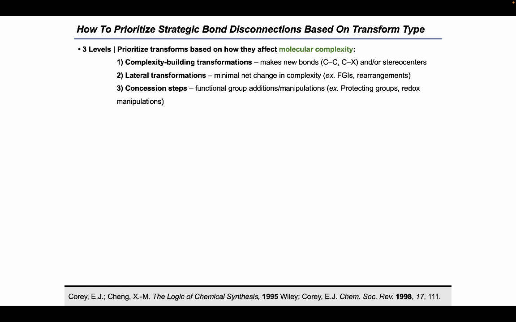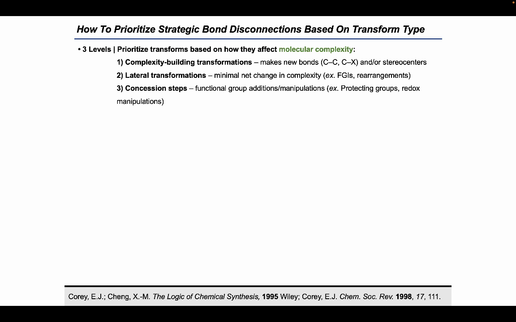First and foremost are complexity-building transformations, those which make new chemical bonds and/or stereocenters. Examples of high complexity-building reactions include cycloadditions, Mannich reaction cascades, cation polycyclizations, and transition metal catalyzed or mediated cascades, for example. Transforms which form multiple bonds and/or stereocenters in a single reaction are especially powerful.